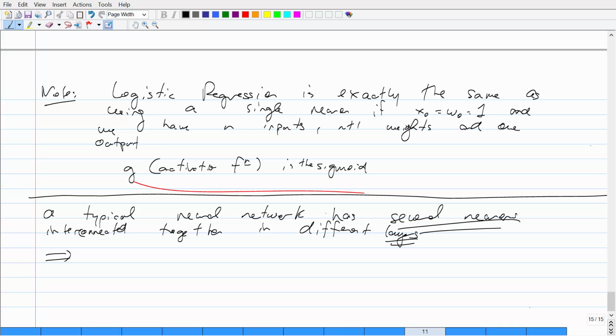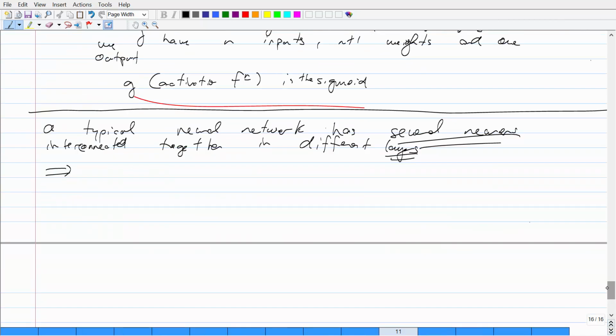There's no loops, and they don't loop back to any other of the neurons in the network, because that actually is a little more complicated. And there are certain applications where you can loop back, but we're only going to deal with feed forward because it's the simplest, and you can still do a lot of meaningful stuff with just feed forward.